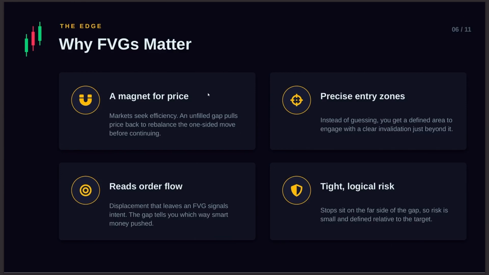The displacement that leaves a gap behind is a signal of intent. The gap tells you which way the aggression pushed. They do give you a tight or logical risk, so your stop sits on the far side of the gap. So your risk is small and defined relative to your target. Putting this together, it gives you a whole directional read, a defined entry, and a logical stop all at once. This is what turns into a repeatable framework instead of just guessing.